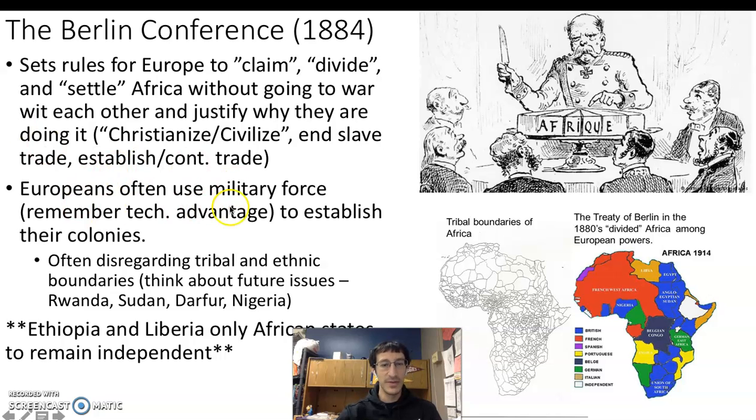And they would use military force. Remember, we talked about in the last video what advantages they have to establish these colonies, and often disregarding tribal and ethnic boundaries within Africa. Hence why I have these two maps here. You can see all the different ethnic groups and tribal groups that were in existence before, now being divided and split up between the Europeans without really a care in the world. And that will have long-lasting conflicts and implications based on who is where and why they do it. The only ones that will remain independent will be Ethiopia and Liberia.